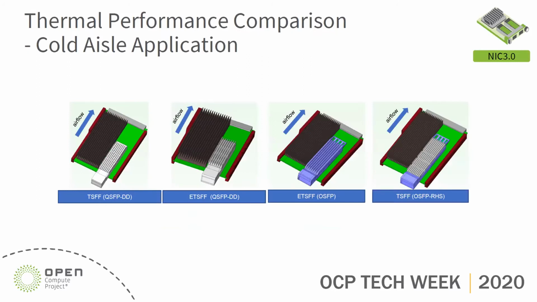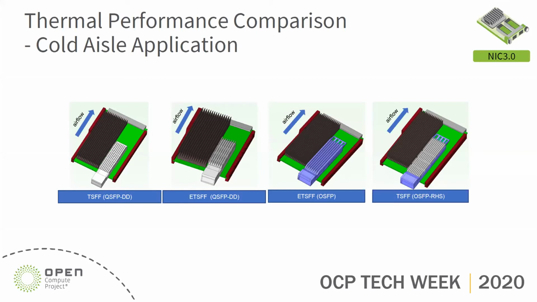So we studied the thermal performance for the following 4 modules. The QSFP-DD in the tall small form factor and the actual tall small form factor. OSFP typical in the actual tall small form factor, due to the cage being much higher and not able to fit in the tall small form factor. And also the OSFP rising heatsink in the tall small form factor. Here my assumption is that the cold air is coming from the front of the NIC to the back side of the NIC.